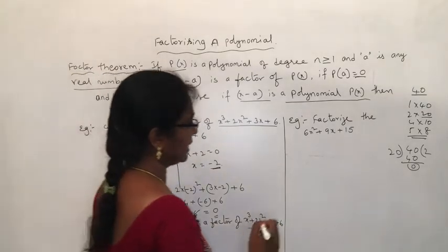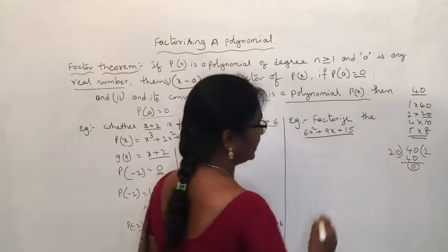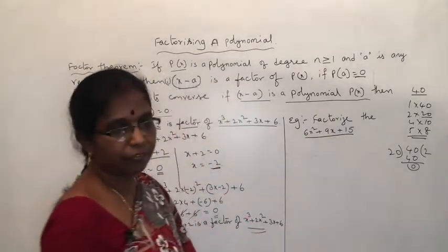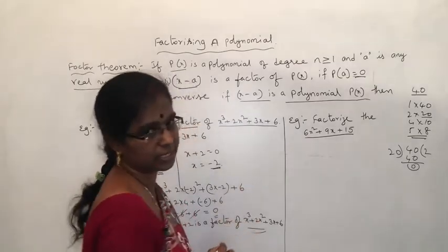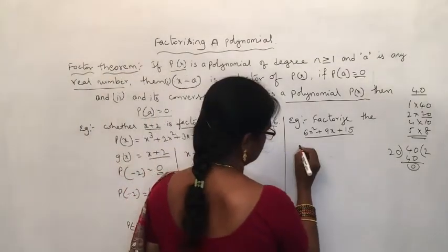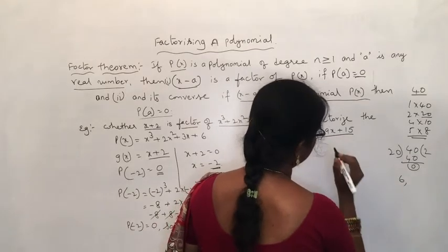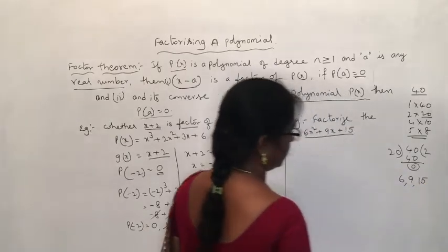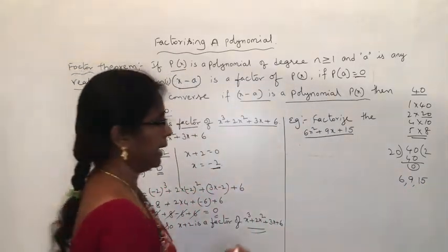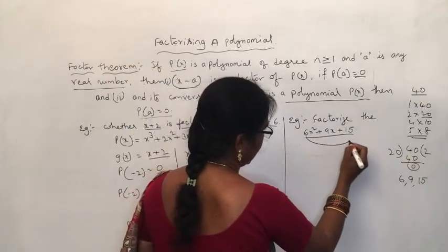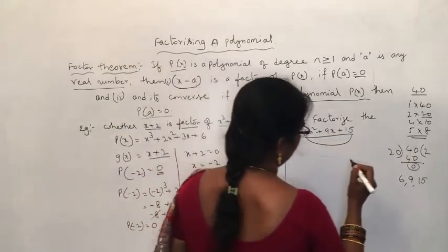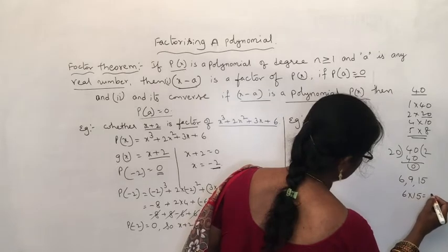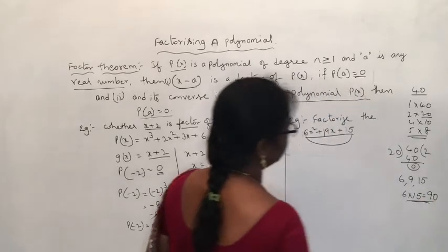Now, how to factorize one polynomial? Factorize means we have to write the factors of the polynomial. For that, first we have to see the coefficients. What is the x square coefficient? 6. What is the middle term, the x coefficient? 19. Then the constant is 15. Now, we have to multiply the coefficient of x square and the constant. What is that? 6 into 15, 90.